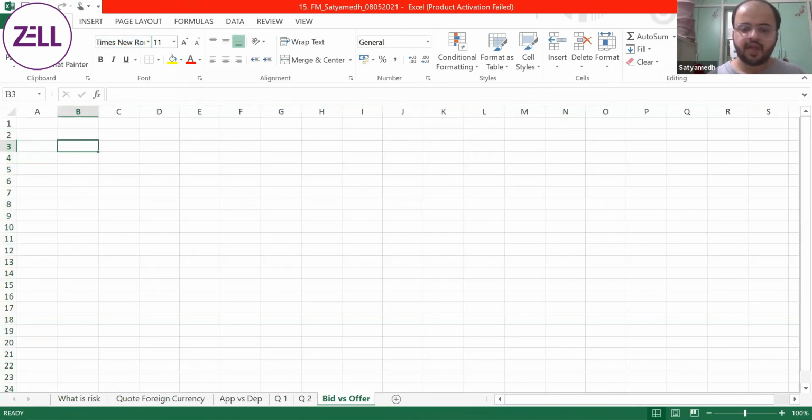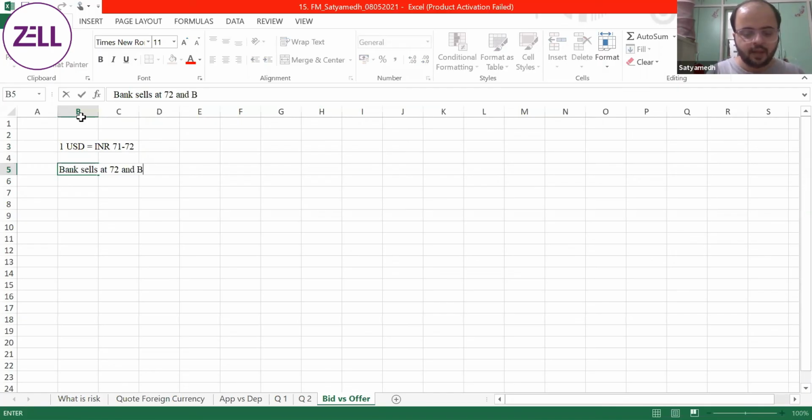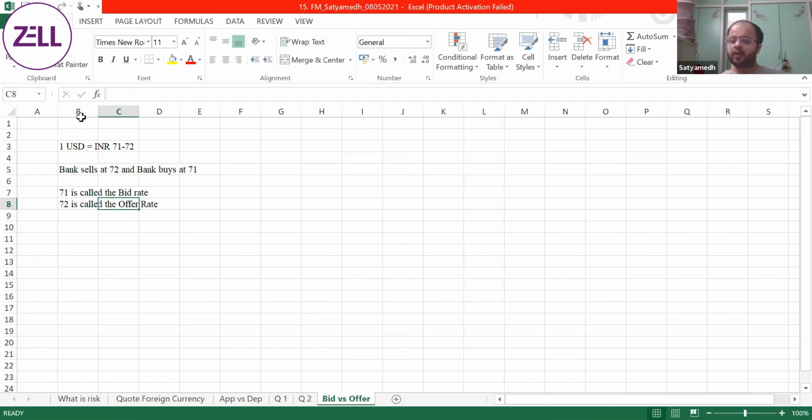Whenever I write my foreign exchange quote, how do I write it? 1 USD is equal to INR 71, 72. Bank sells at 72 and bank buys at 71. 71 is called the bid rate. 72 is called the offer rate. In some books the offer rate is also called the ask rate, but in our book it is called offer, so we will go with the word offer. Bid and offer.